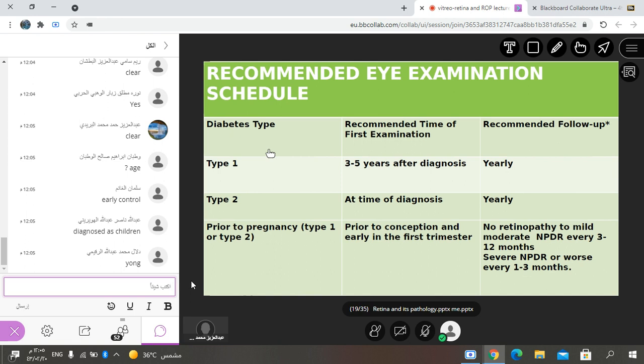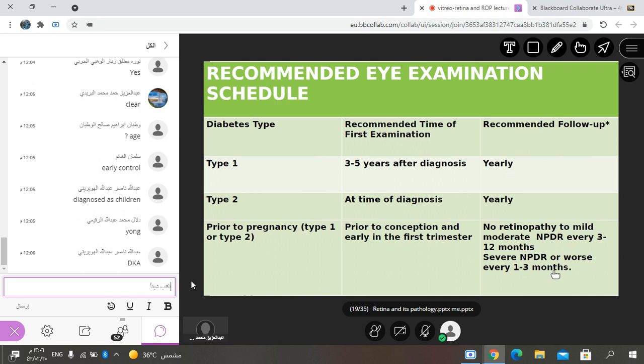Excellent. Most type 1 patients present early, with the complication of type 1, which is most likely coma. For type 2, we examine at the time of diagnosis, because most of the time it's a late diagnosis, and the patient presents late in the course of the disease. Prior to pregnancy, in type 1 and type 2, prior to conception, and early in the first trimester. This is the recommended follow-up of the patients. All of them yearly.